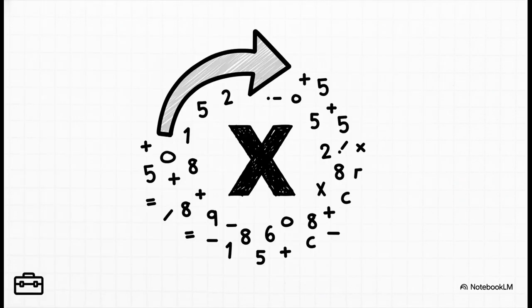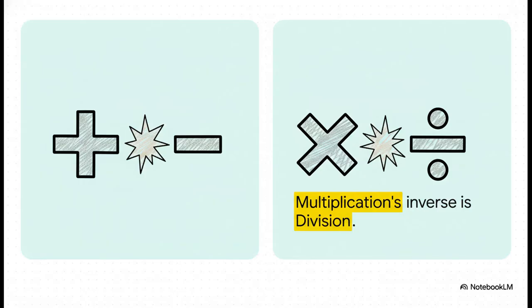So how do we clear that path? Well, we have to strategically undo all the other numbers and operations that are crowding our X. And to do that, we've got a special set of tools. And here they are, inverse operations. Just think of them as opposites. Things that cancel each other out. Addition undoes subtraction. Division undoes multiplication. These are the keys we're going to use to unlock the puzzle one piece at a time.